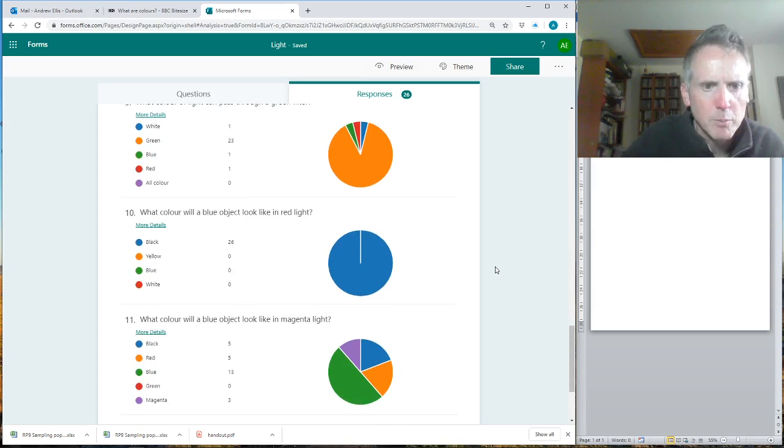10, what colour does a blue object look like in red light? Black. Everyone got it right. Brilliant. And that's tricky, it's hard to get your head around. Blue objects reflect blue light only, and there's no blue light in red light, so it can't reflect any, and therefore it appears black.